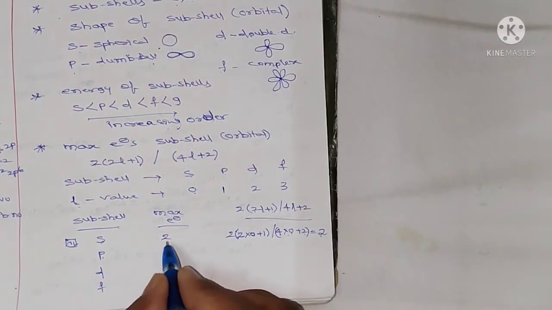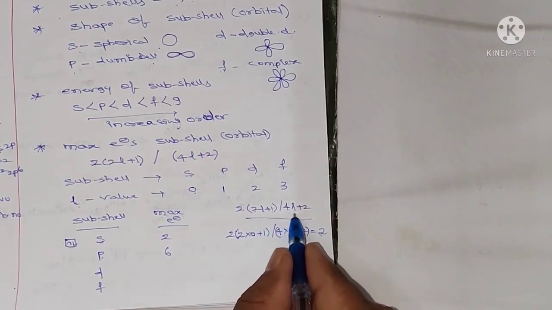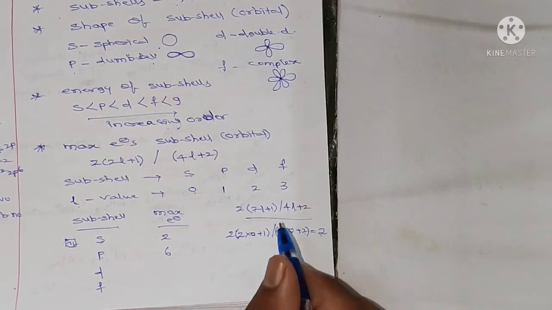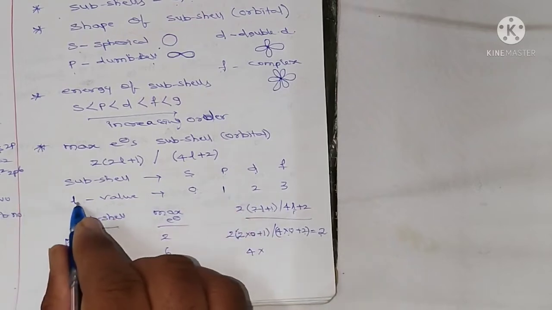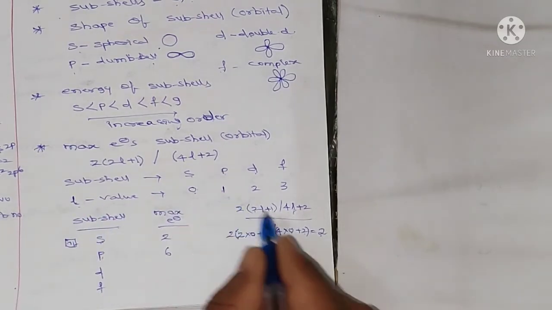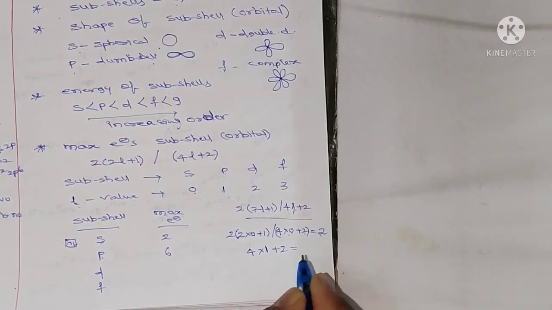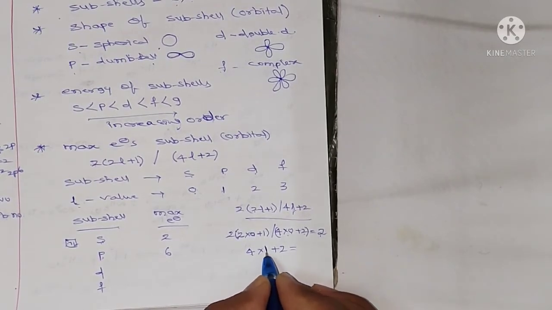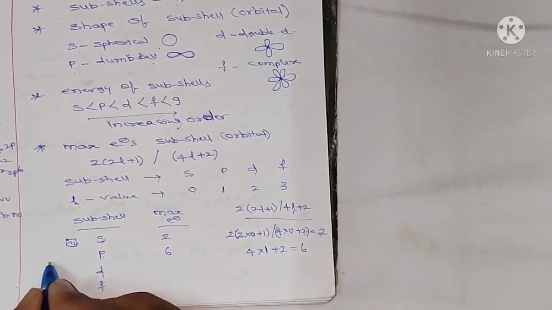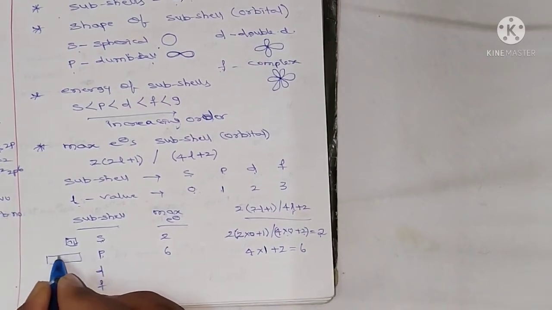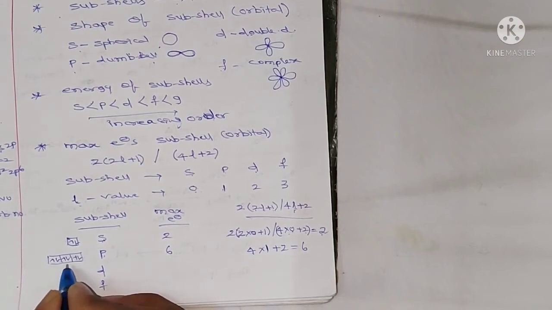And in p orbital, the maximum number of electrons is 6. Let me take this formula, 4l plus 2. Here the p orbital l value is 1. So 4 into 1 is 4, plus 2 is 6. So in p orbital the maximum number of electrons is 6. 1, 2, 3, 4, 5, 6.